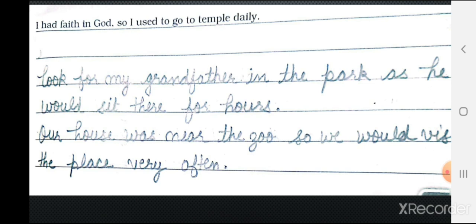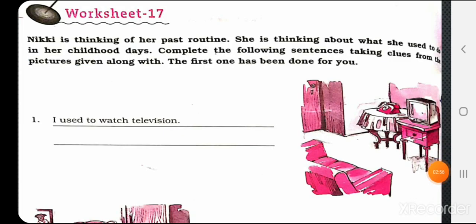Like the students, you can complete this worksheet. Let's move on to worksheet number 17. Nikki is thinking of her past routine. She is thinking about what she used to do in her childhood days. Means past habit की बात करें, past routine की बात करें हम students यहाँ पर.